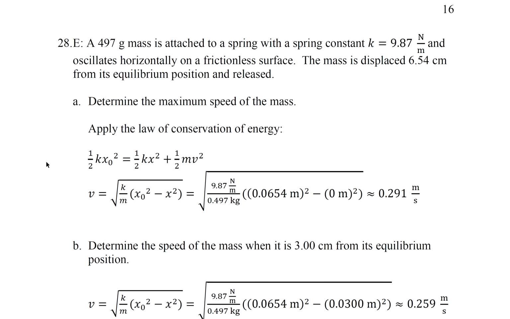Question 28. A 497-gram mass is attached to a spring with a spring constant of k equals 9.87 newtons per meter and oscillates horizontally on a frictionless surface. The mass is displaced 6.54 centimeters from its equilibrium position and released. Part A, determine the maximum speed of the mass.